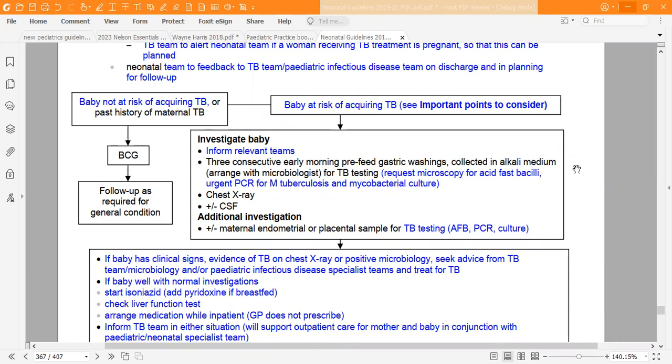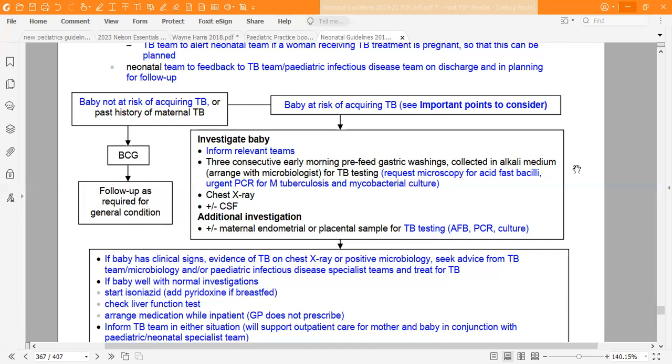3 consecutive early morning pre-feed gastric washings collected in alkali medium, arranged with the microbiologist for TB testing. Request microscopy for acid-fast bacilli, urgent PCR for Mycobacterium tuberculosis, and mycobacterial culture. Chest X-ray plus or minus CSF. Additional investigations you may need to do: plus or minus maternal endometrial or placental sample for TB testing, which is AFB, PCR, and culture.